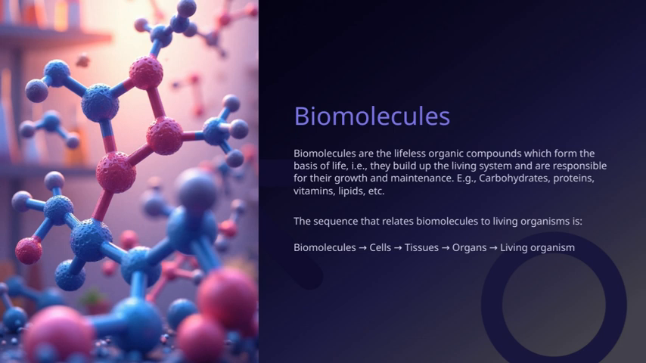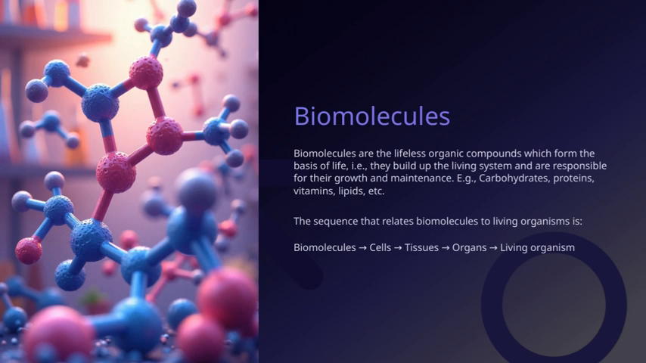From these biomolecules, we move on to cells, which are the smallest units of life. Cells build tissues, which are groups of similar cells working together. These tissues form organs, like the heart or lungs, each with specific functions. Finally, all of these components come together to make up a living organism, a complete, functioning living being. So this sequence illustrates how tiny, lifeless molecules are the starting point for the incredible complexity of life we see around us.